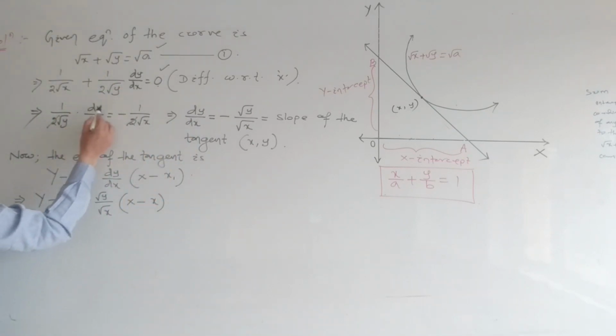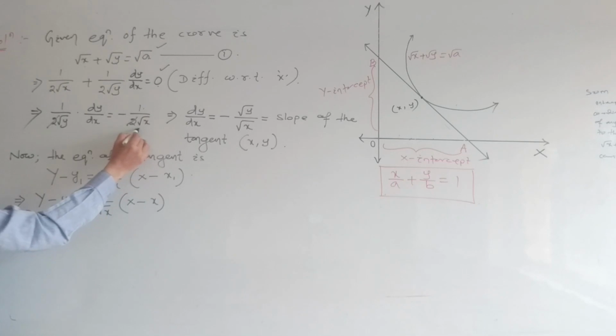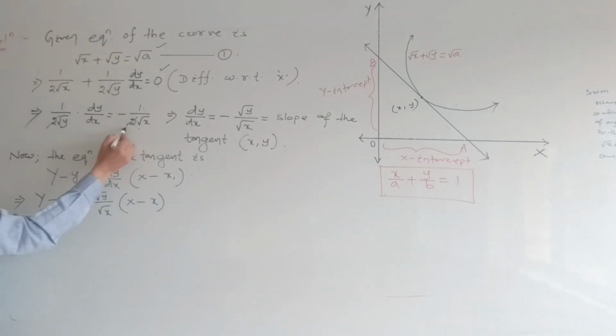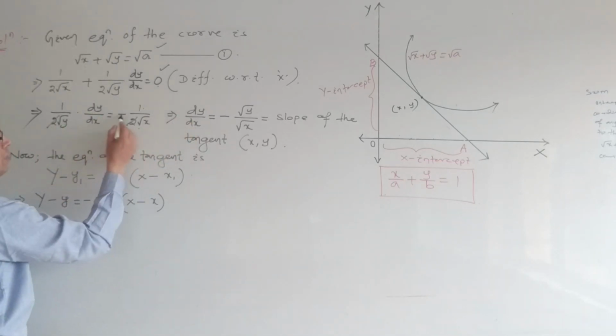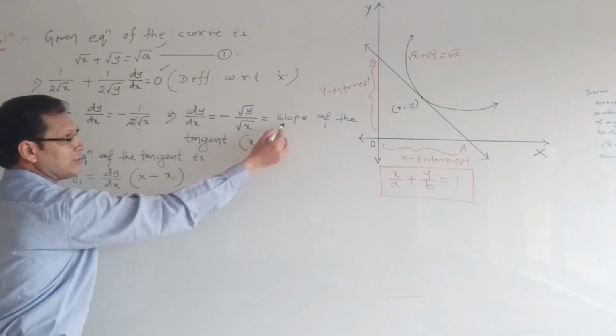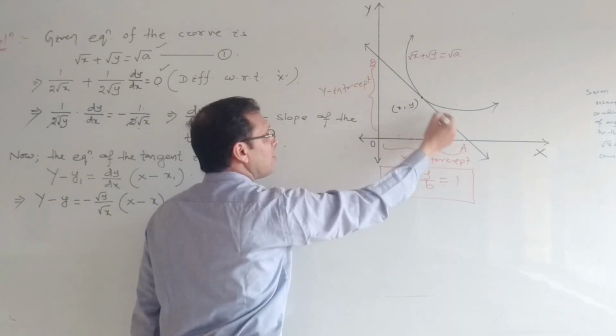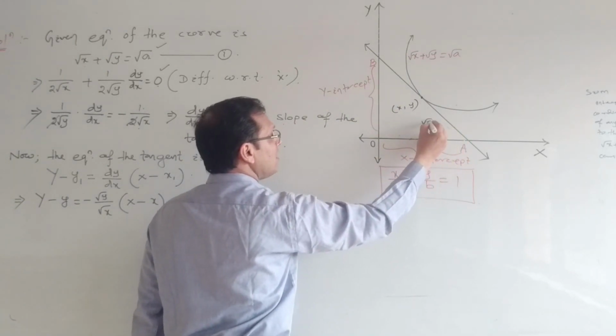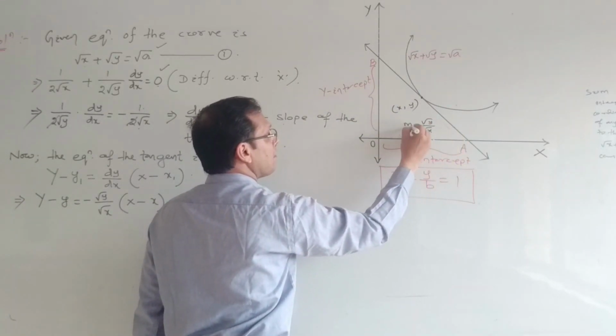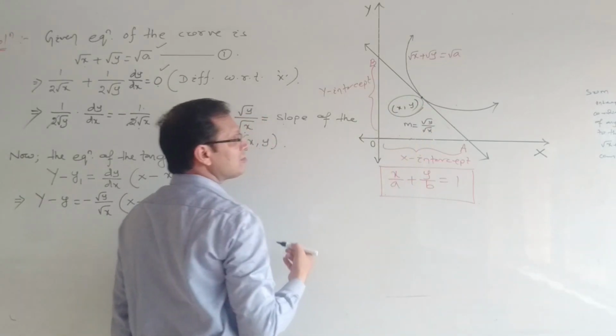So 1 by 2 root y dy by dx is equal to minus 1 by 2 root x. Then the 2 cancels, so dy by dx is equal to minus root y by root x. You can mention this as the slope of the tangent at (x, y). So we have already found the slope of the tangent, m, is minus root y by root x, and the point of contact is (x, y).